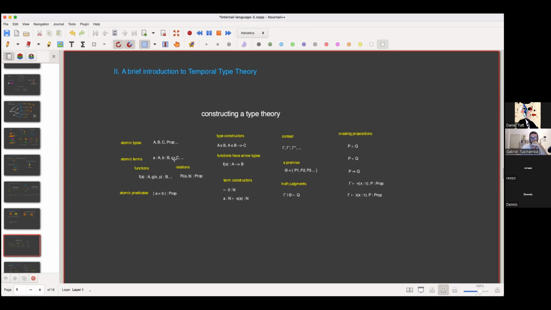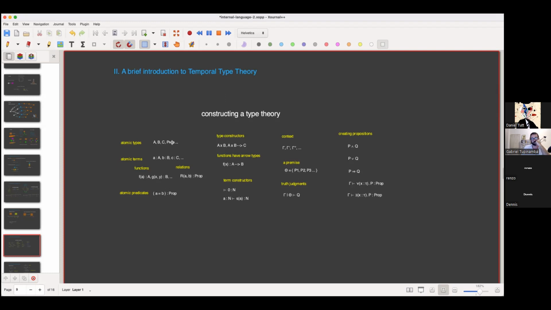Then there are atomic terms. Terms are things that have types. So they can include variables, which I didn't explicitly say, but this little a is a variable of type big A. And functions can also be terms because they themselves have types. And relations can have types.